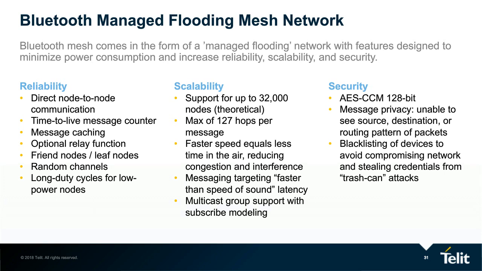So, for example, you have the time to live message counter, which only allows 127 hops per message, or you can cache messages so you don't have duplicate messages. Usually the routing nodes are not that power efficient, so you probably cannot run them on battery because they are supposed to be bulbs, they are supposed to have mains. But there are ways with so-called friend nodes and leaf nodes, so the edge nodes can go very low power, sleep most of the time, and the friend nodes can cache information for them.